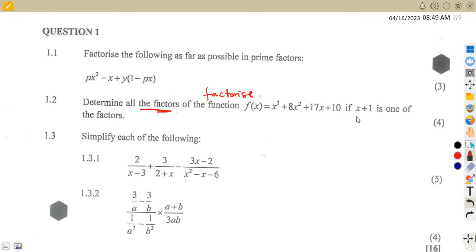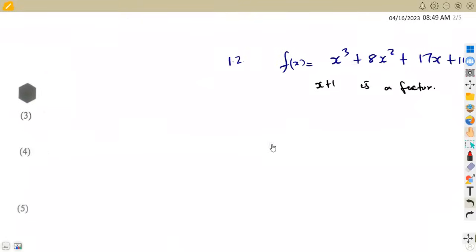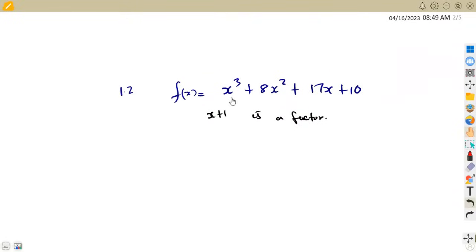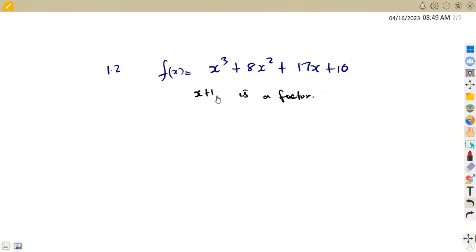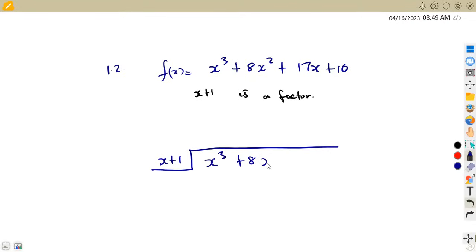So you have the first factor in this case. So what are you going to do? Apply your long division so that you can obtain a quadratic factor. Remember, if you divide a cubic function with a linear function, you're going to obtain a quadratic function. So that means we are going to divide x plus 1 into the whole cubic expression of x cubed plus 8x squared plus 17x plus 10. All right, so let's divide and see what you're going to obtain in this case.